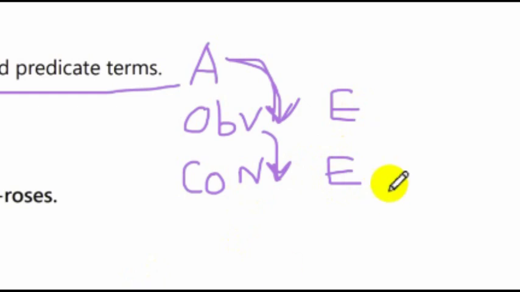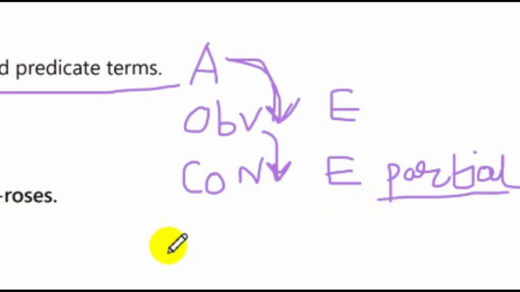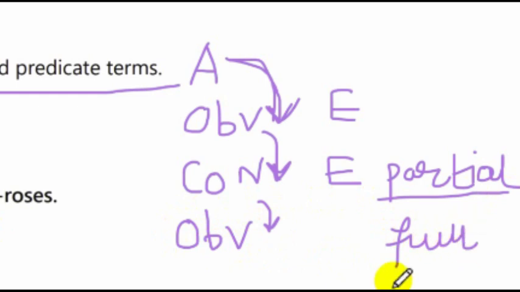So this gives us partial contrapositive. Now if we again convert this converse into its obverse, then we get full contrapositive. Now what is the obverse of E? Obverse of E is again A.